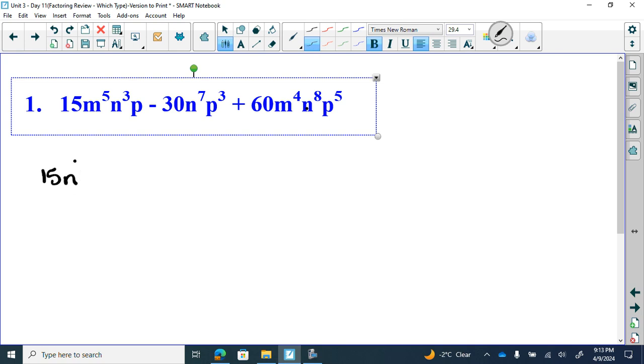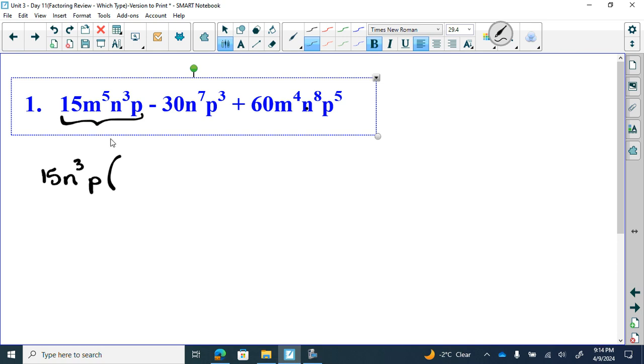I have to take out the one with the lowest exponent, so I'd take out n to the power of 3. P to the 1st, p to the 3rd, p to the 5th. They do all have a p. I will take out the one with the lowest exponent, or p to the 1st. Then you open a bracket. We are going to divide this term, term 1, by the common factor.